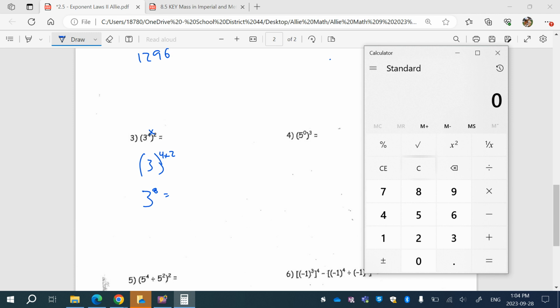Let's look at the next one. Remember, this is the exponent law for a power of a power. We get to times these two right here. So we get 3 to the power of 4 times 2. We get 3 to the power of 8. And that equals, we're going to have to do it. 3 times 3 times 3 times 3 times 3 times 3 times 3 times 3, 1, 2, 3, 4, 5, 6, 7, 8, equals 6561.